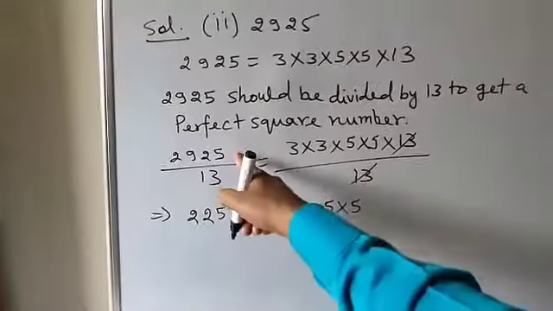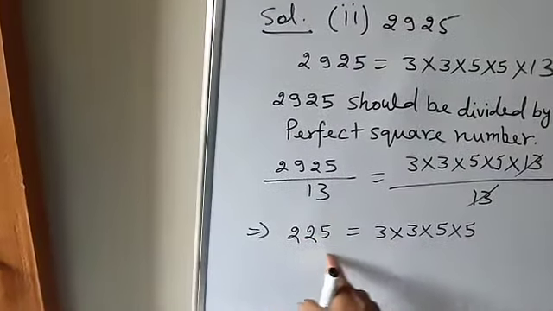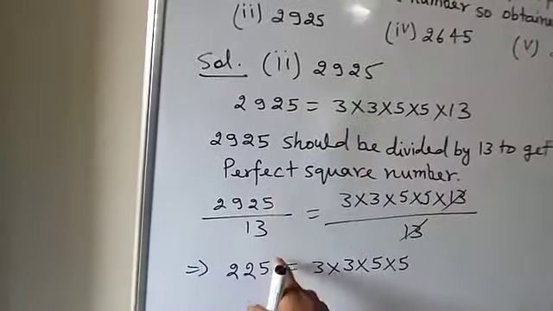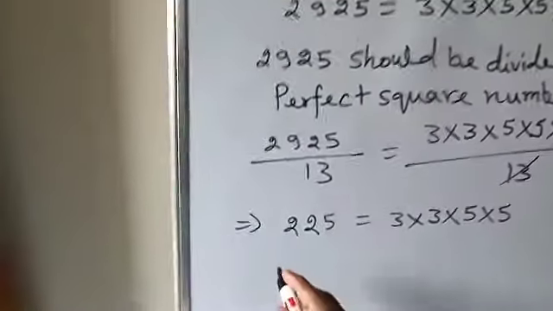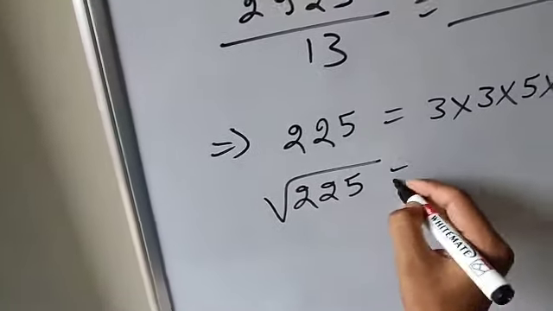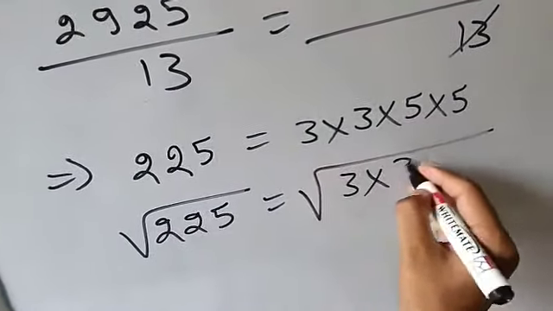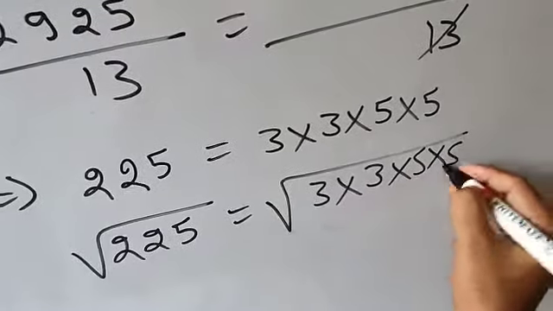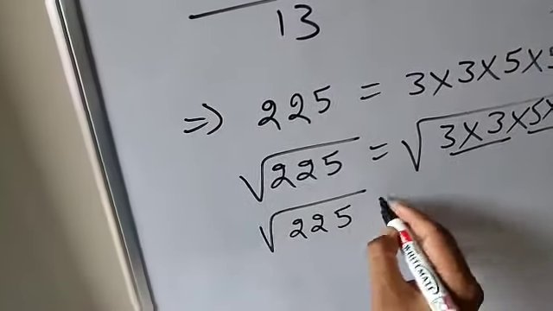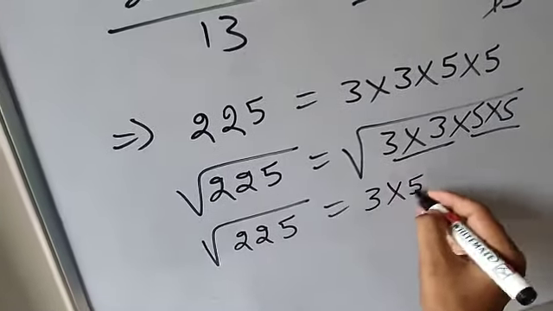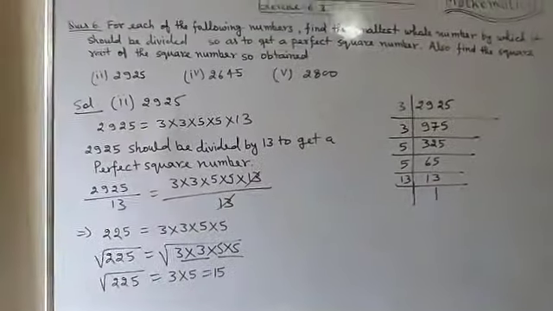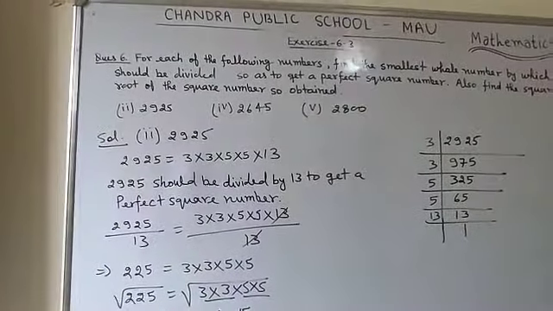So students, if you divide this number by 13, you will get 225. It means if you divide this number by 13, the number is going to be a perfect square. So you need to find the square root of that number also. Square root of 225 equals the root of 3 into 3 into 5 into 5. Here all the numbers are in pairs. So root 225 equals 3 into 5, that is equal to 15. So the square root of that number which is divided by 13 will be 15.